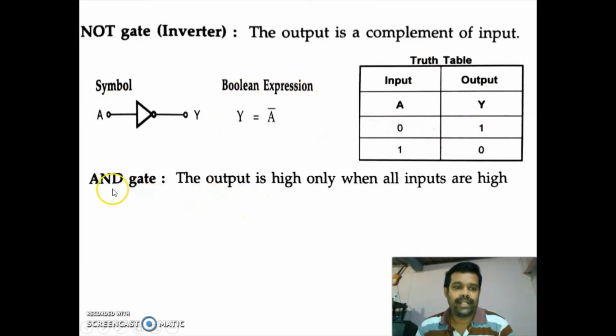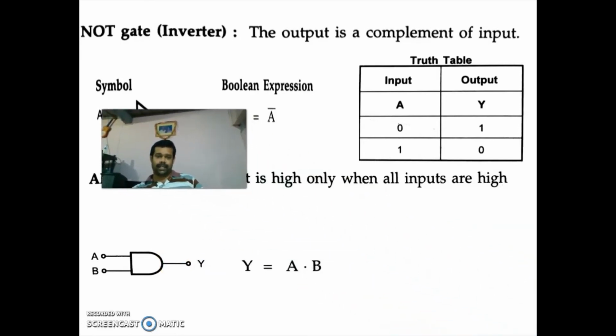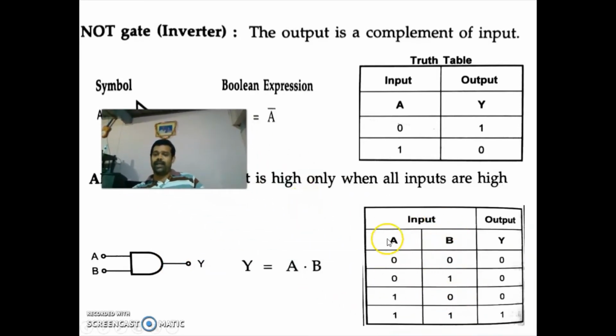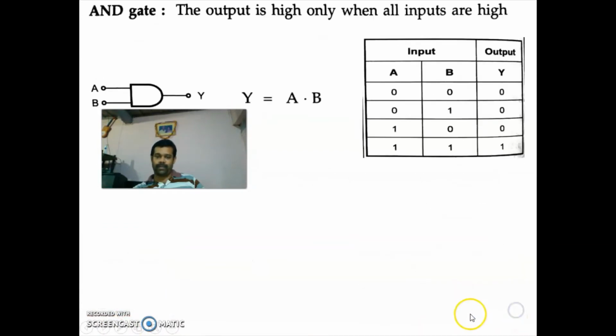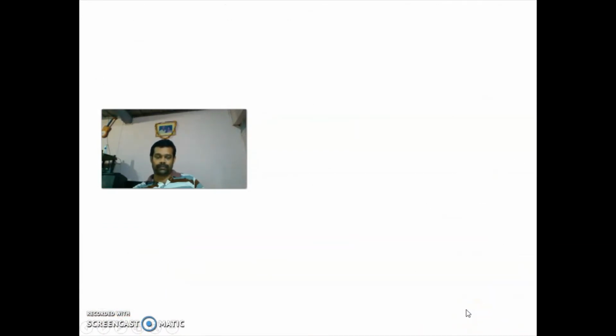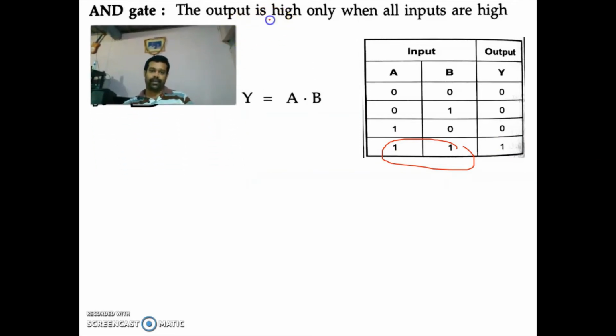So next one is AND gate. In AND gate, the output will be high only if all the inputs are high. Here you have two inputs, and the output is high only when all the inputs are high. When both the inputs are high, your output is high. Output is high only when all the inputs are high.